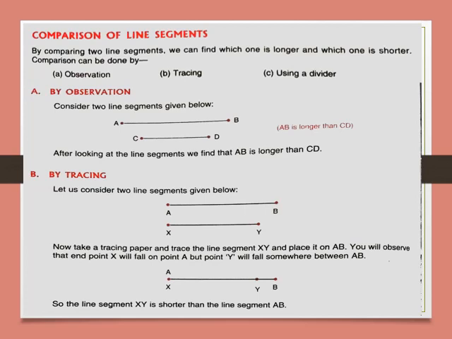Now by tracing, let us consider the two line segments given below. Take a tracing paper, also called butter paper. Trace the line segment XY. Place it on AB. You will observe that the point X will fall on point A, but point Y will fall somewhere in between AB. Why does this happen? This happens because XY is shorter than AB. Still, by tracing also we are unable to tell the length of the segment.